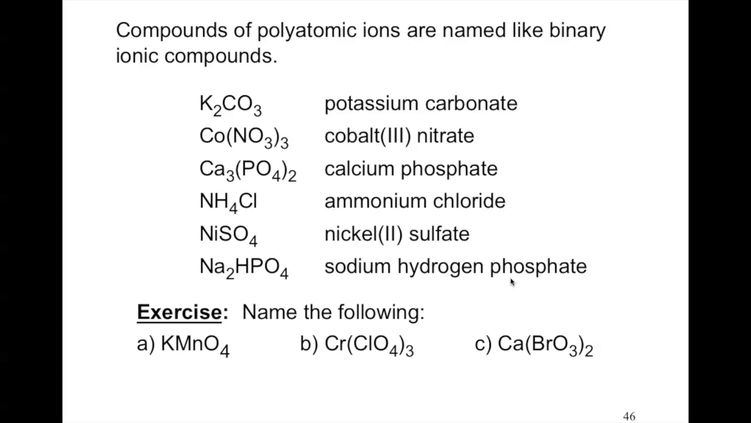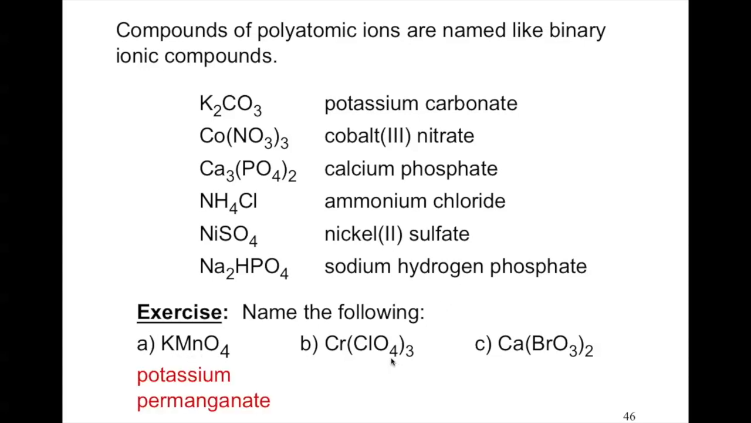All right, go ahead and pause the video and attempt to name the following 3, and then I'll give you the answer. All right, so for the first one, you just have to recognize that this is your polyatomic ion. It's MnO4-, and it has the name permanganate. So we would name this potassium permanganate.